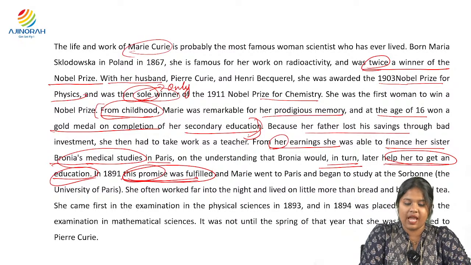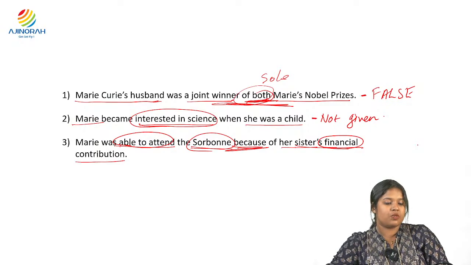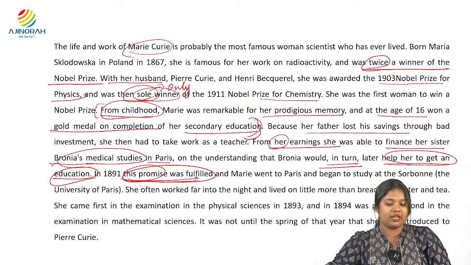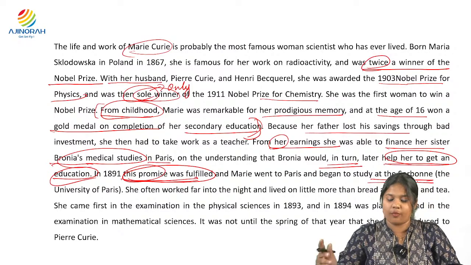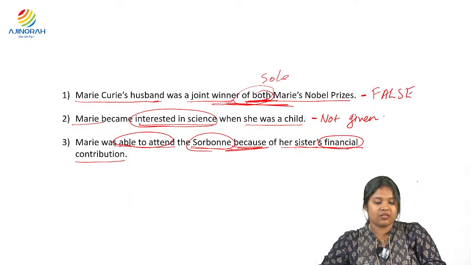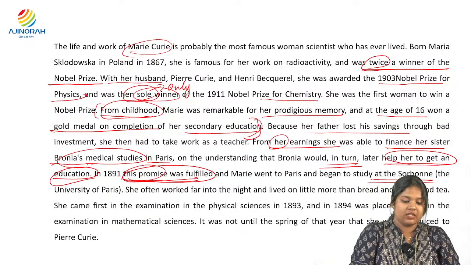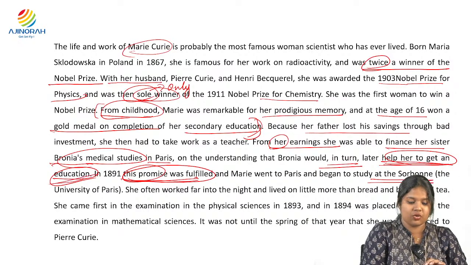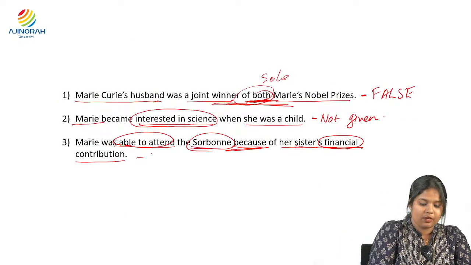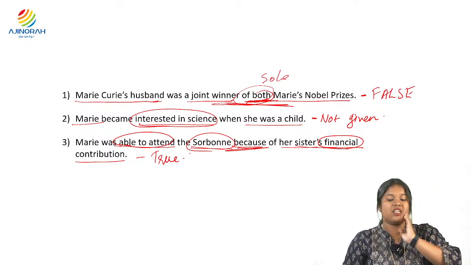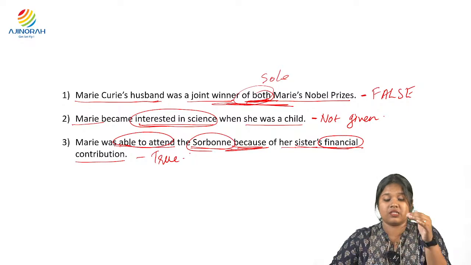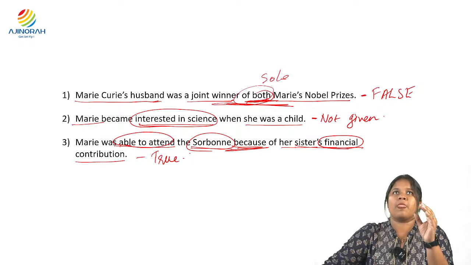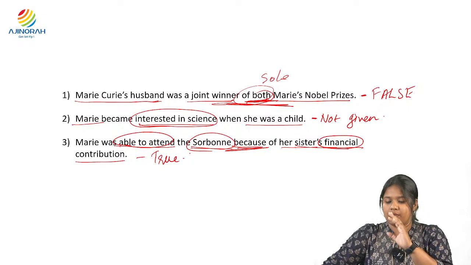So the statement is true. Everything in the question is given in the passage. Mary was able to attend, she went to Paris and began to study at the Sorbonne. So she attended the Sorbonne because of her sister's financial contribution. Yes, her sister helped her to get an education. So the statement is true. That's how you tackle this type of question, true, false, not given. And yes, no, not given is similar to this one, just that the statement will be the writer's opinion. Okay, so that's about these questions.